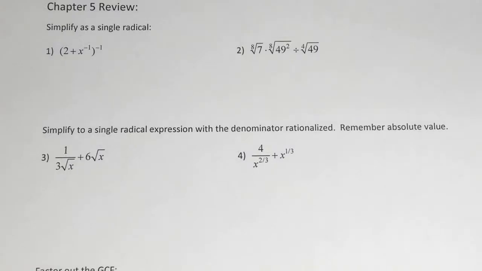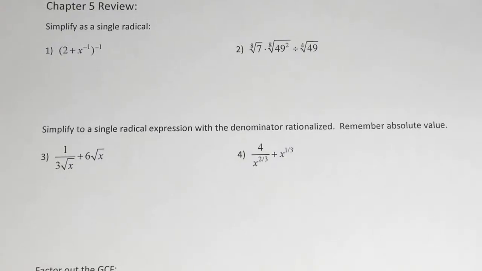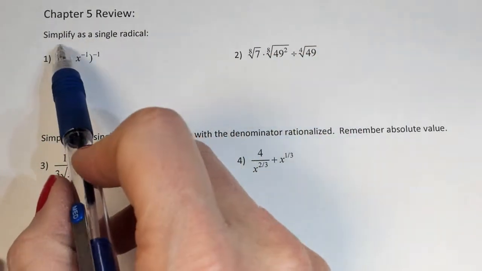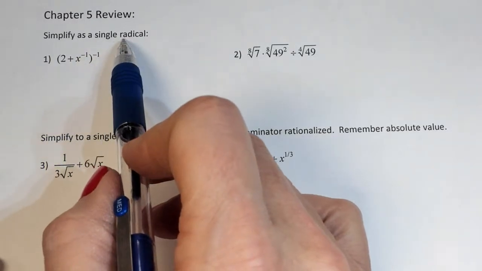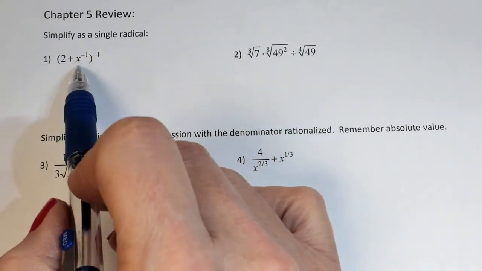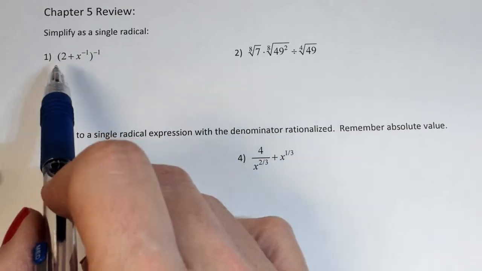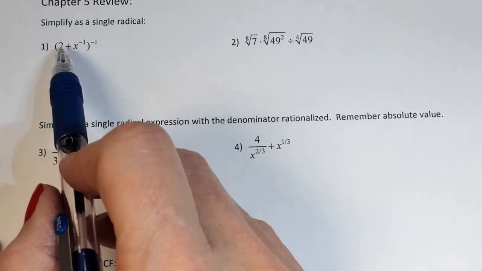Alright, Chapter 5 review. Our exam covers two chapters, Chapter 4 and Chapter 5. This is an extension, so it's to simplify as a single radical. But in this case, we don't have any radicals, so we're just going to simplify it to a single expression. Here's one thing I see people do that is not allowed.